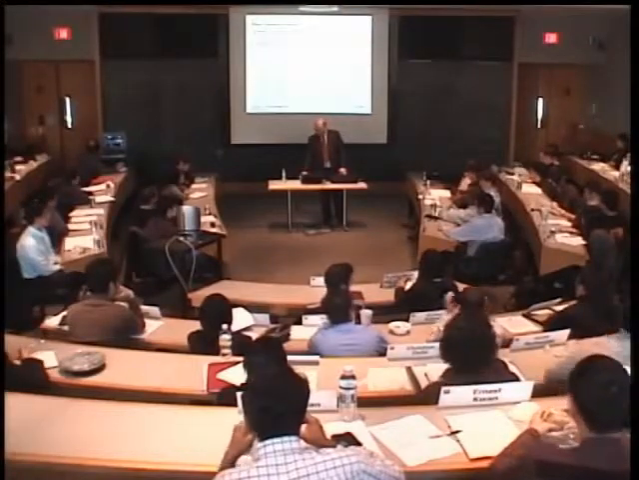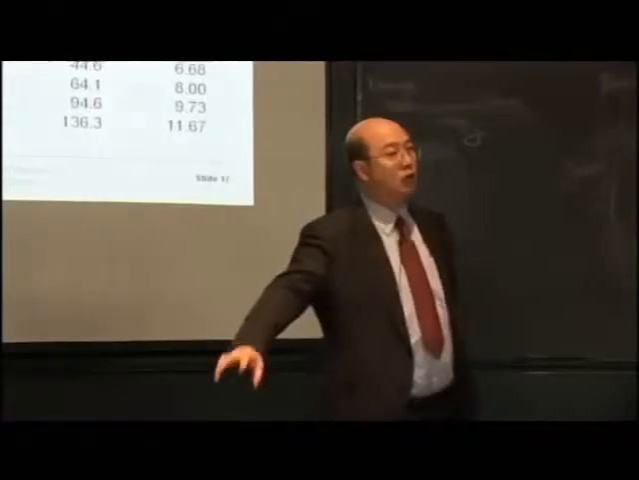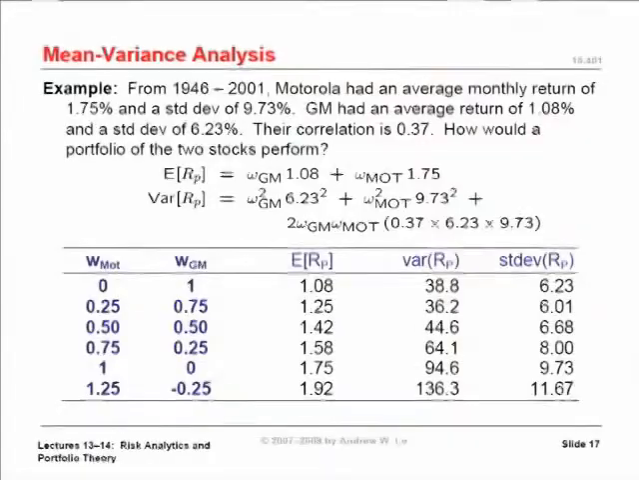OK. So let me go through at least one numerical example, and then I'm going to show you why this is actually so important. From 1946 to 2001, Motorola had an average monthly return of 1.75% and a standard deviation of 9.73%. General Motors had an average return of 1.08% and a standard deviation of 6.23%. That has obviously since gone up a great deal, the standard deviation, that is. And their correlation is 0.37 or 37%.